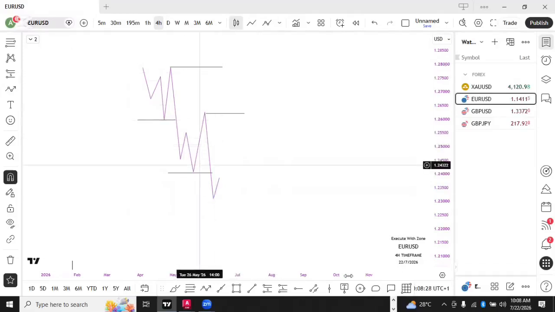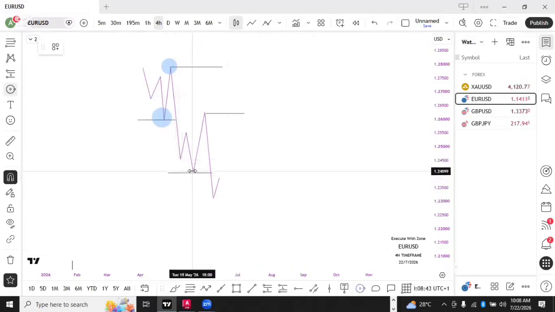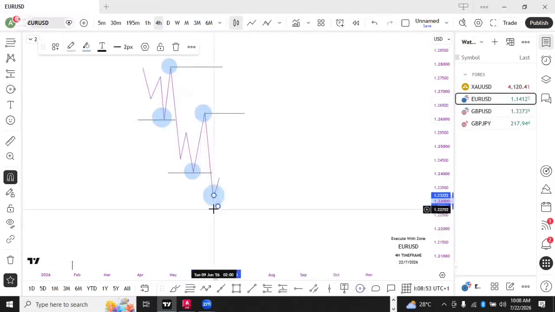As you can see in this place now, this is a turning point that makes the market come down. This is a turning point that makes the market go up. This is another turning point that makes the market come down. This is another turning point that makes it go up. This is another one that makes it come down, and this is another one that makes it go up.